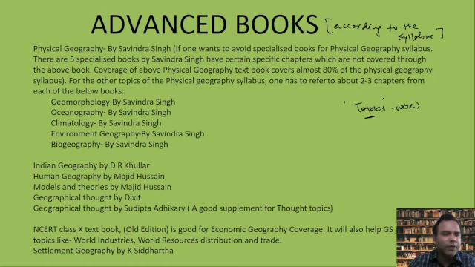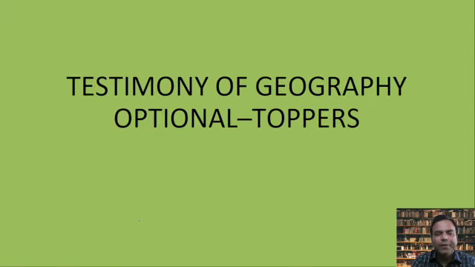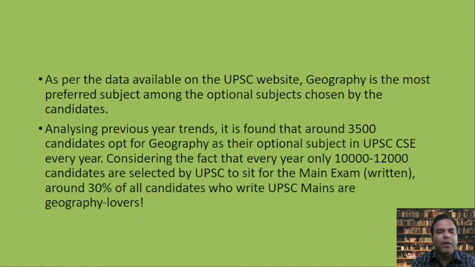As you already know, the five textbooks of physical geography by Savindra Singh are geomorphology, oceanography, climatology, environmental geography and biogeography. Indian geography by D.R. Khullar, human geography by Majid Hussain, models and theories by Majid Hussain, and geographical thought by R.D. Dikshit and Sudipta Adhikari. For settlement geography, you can refer to K. Siddhartha. The testimonies for the geography optional papers I have already given to you.